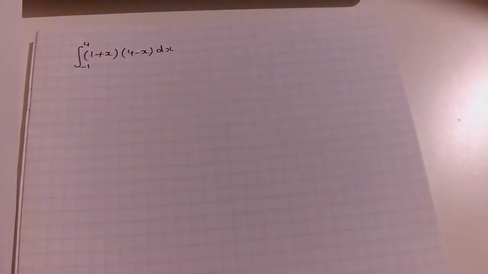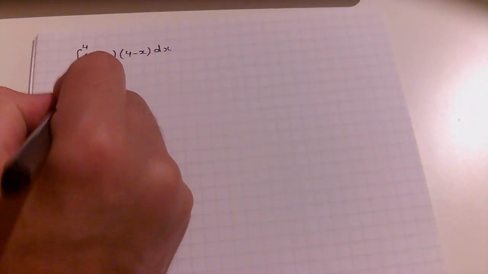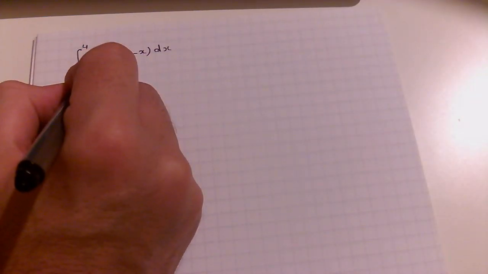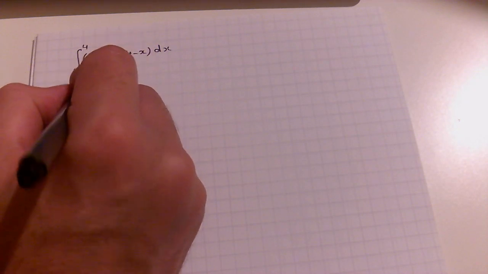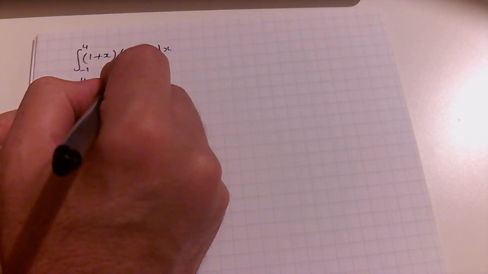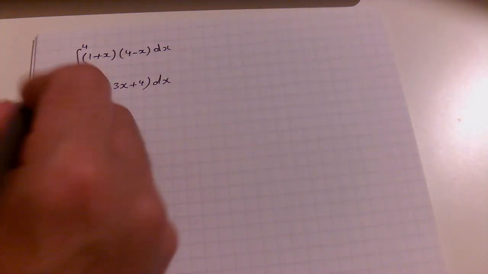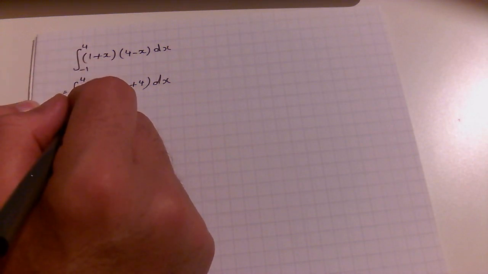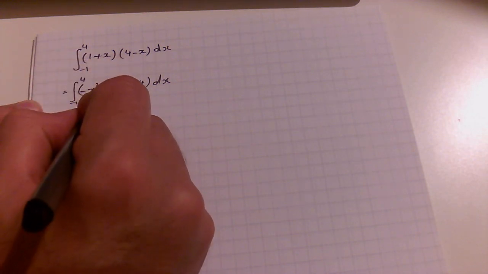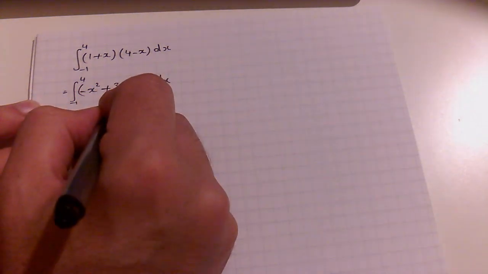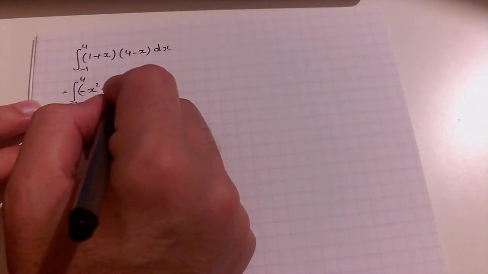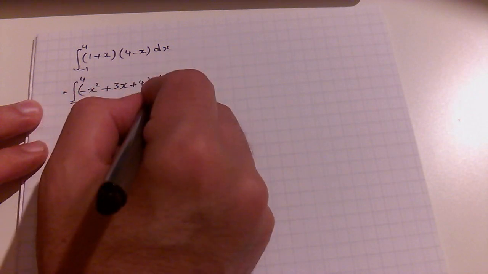Here is the question. It says, the graph of y equal to (1 + x)(4 - x) is given. Find the shaded region. So we know that the shaded region starts from here and ends at this point. This is the root of the equation, which is minus 1, and this one is 4. Therefore, all we need is just integrate (1 + x) times (4 - x) from minus 1 to 4.